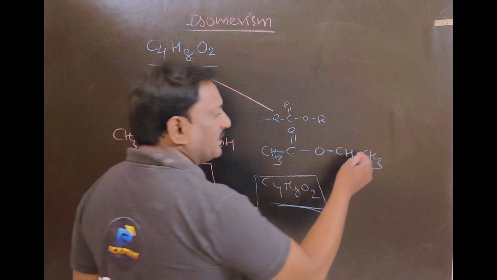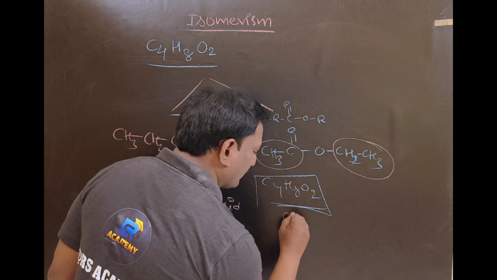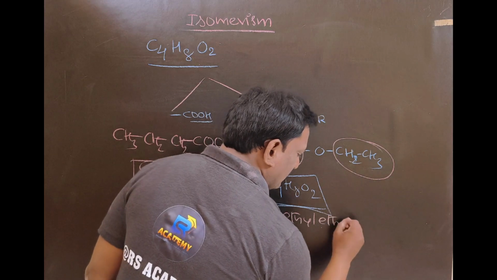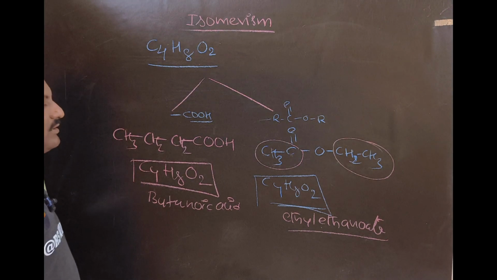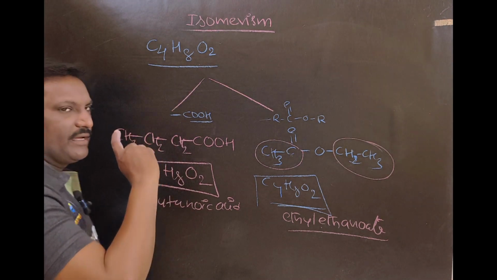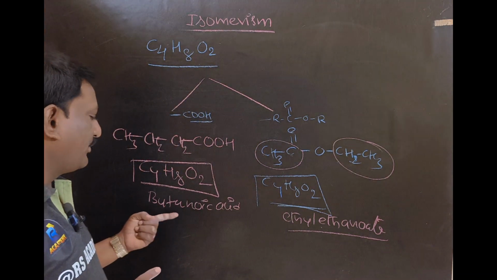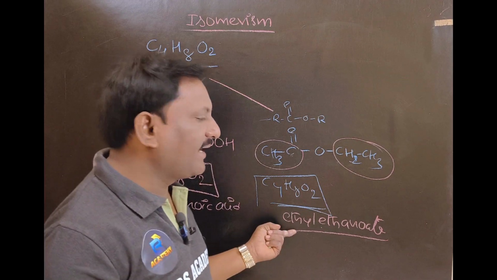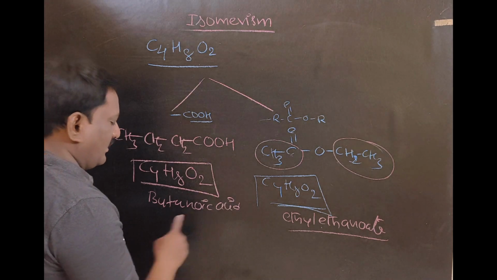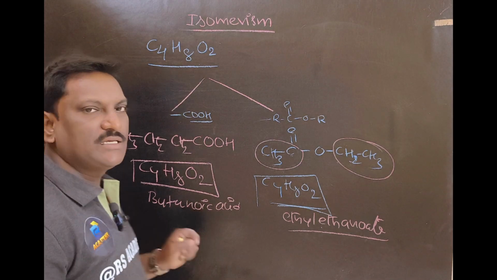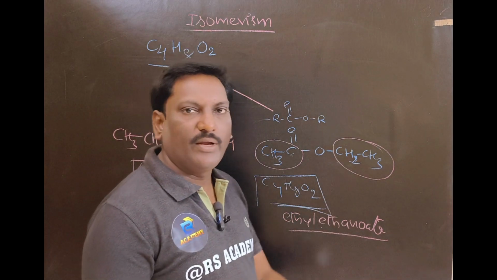What is the name of this compound? It will be alkyl, and then the alkanoate. Ethyl ethanoate. So by using the chemical formula C4H8O2, we can draw two possible structures. One is butanoic acid, the second one is the ester, that is ethyl ethanoate. So ethyl ethanoate and butanoic acid both are considered functional group isomers. Okay? Right. Make a note.